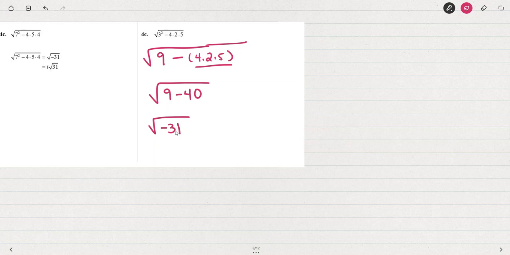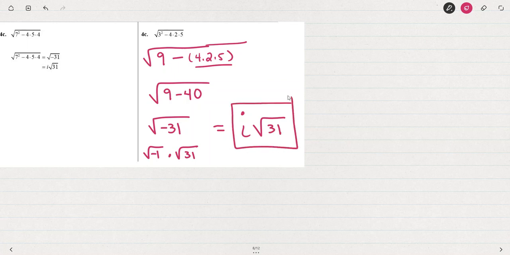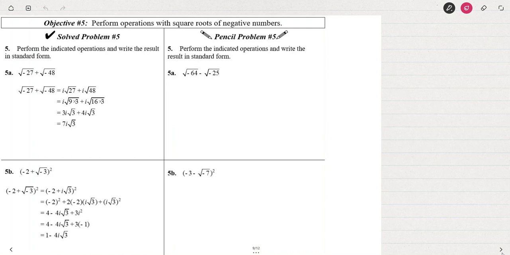31 does not have any perfect squares in it. So all I need to do is pull out that negative 1. The square root of negative 1 is i, and then we still have that 31 in the radical. So it would look like that: i times the square root of 31.